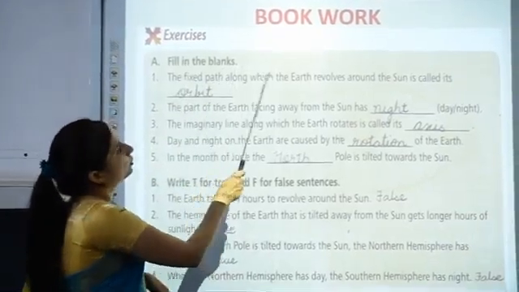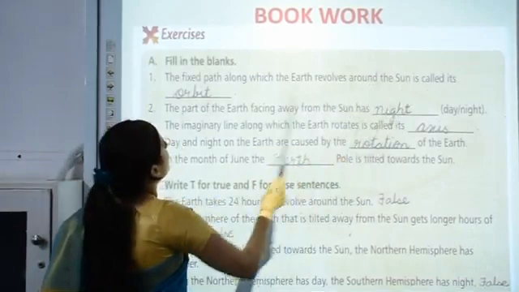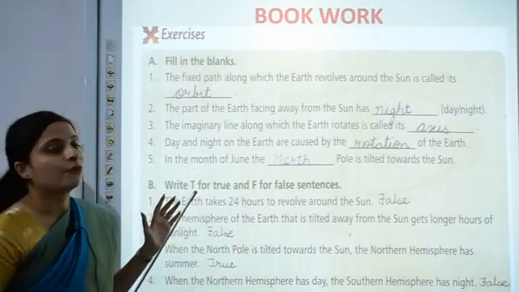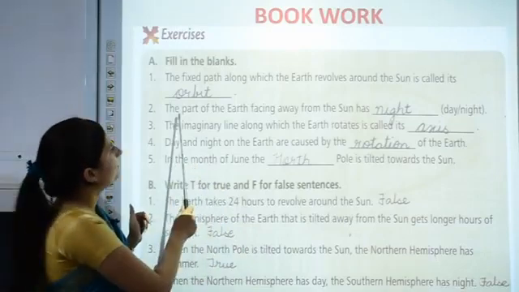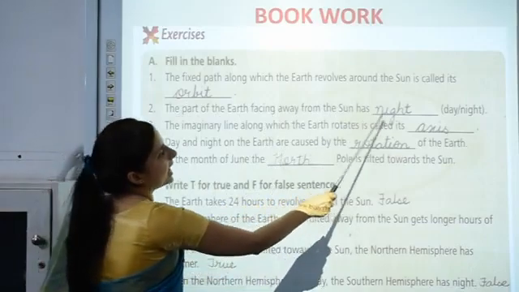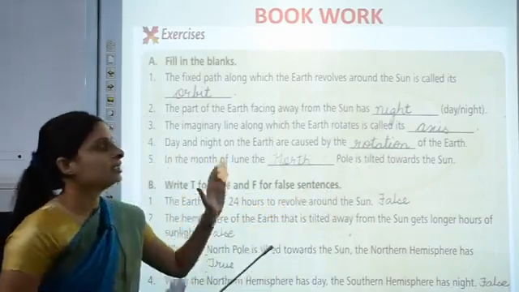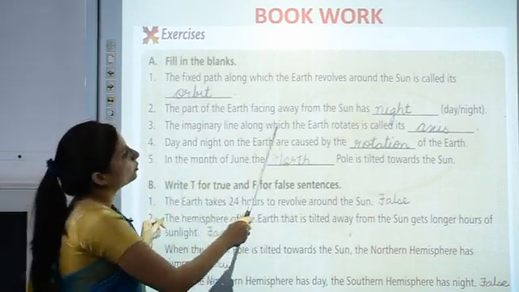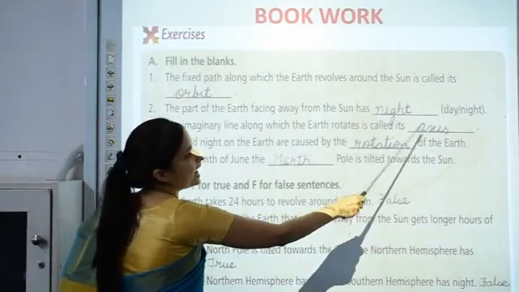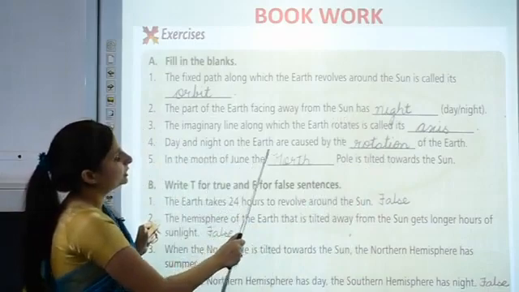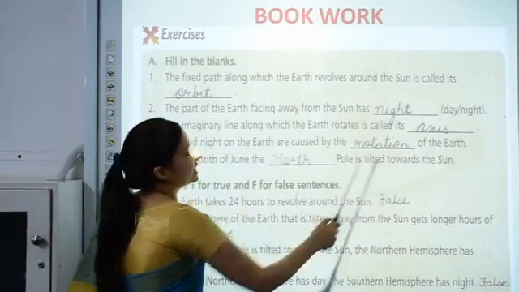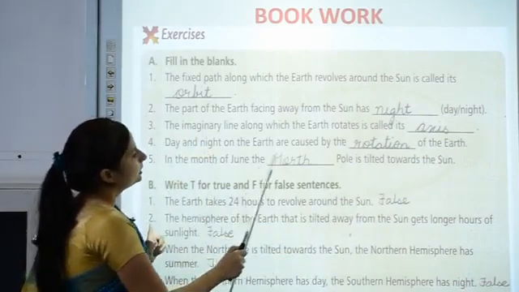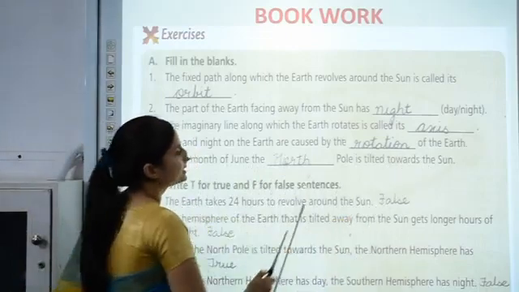The fixed path along which the earth revolves around the sun is called its orbit. We learned through the diagram that the fixed path around which the earth is revolving around the sun is the orbit. The part of the earth facing away from the sun has night. The imaginary line along which the earth rotates is called its axis. Day and night on the earth are caused by the rotation of the earth, as we learned that rotation causes day and night. In the month of June, the North Pole is tilted towards the sun.